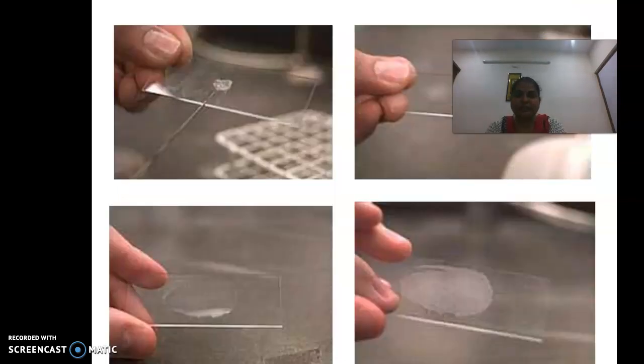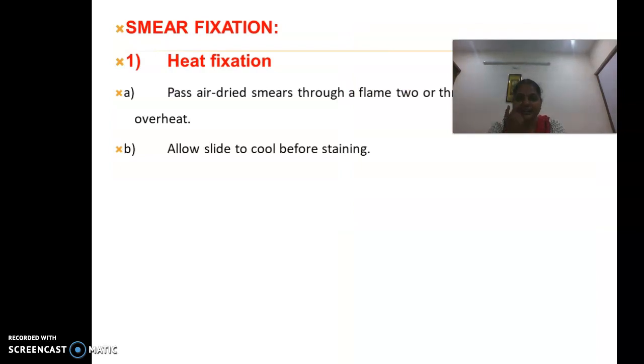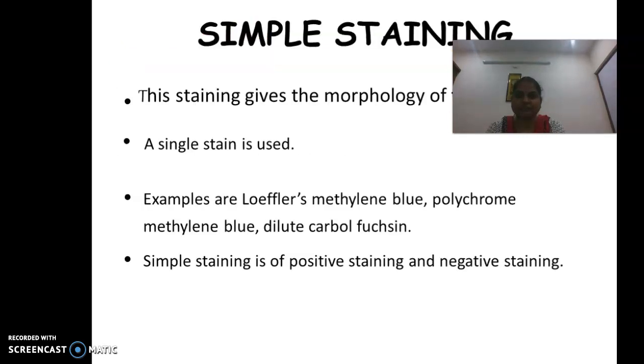After the smear preparation, the next important step is smear fixation. Smear fixation is mainly fixing the smear onto the slide, and it is done by application of heat. The smear which is air dried is passed through the flame of a Bunsen burner 2 to 3 times so that the smear gets fixed onto the slide, and then it is left to cool before staining.